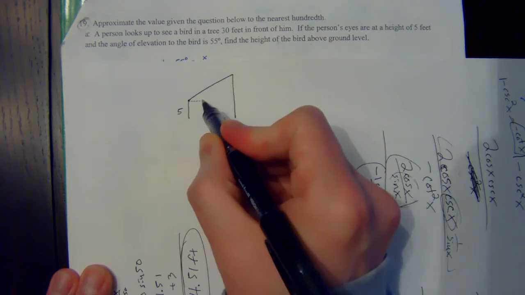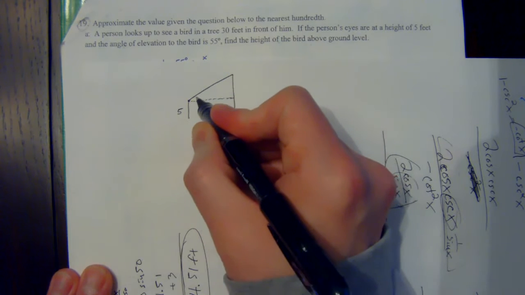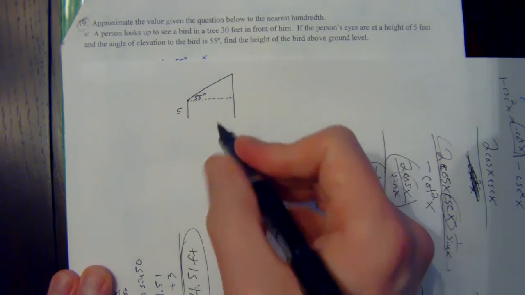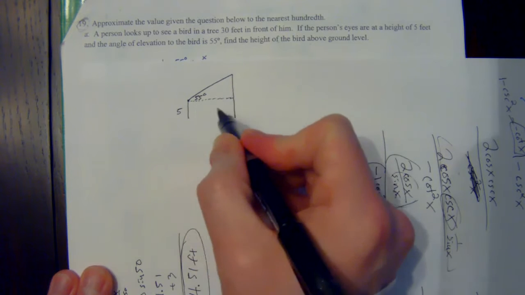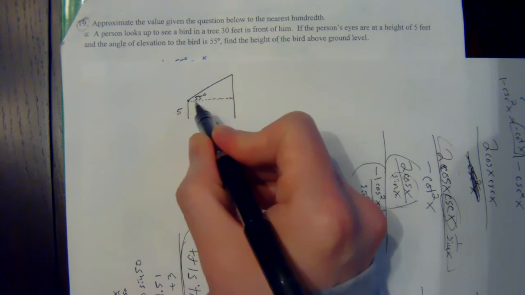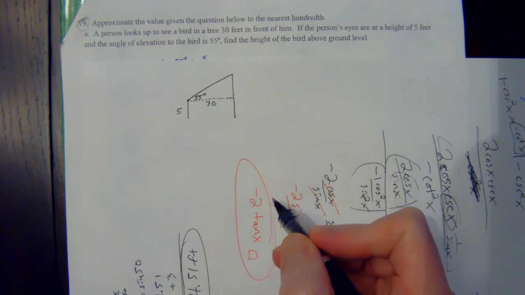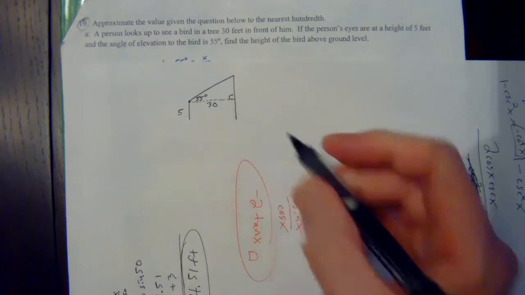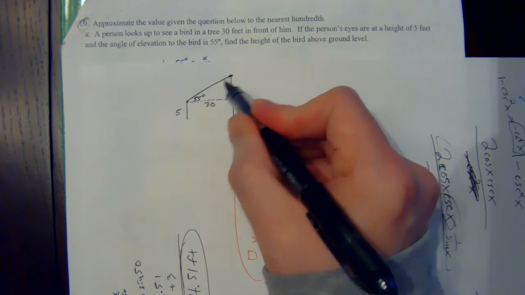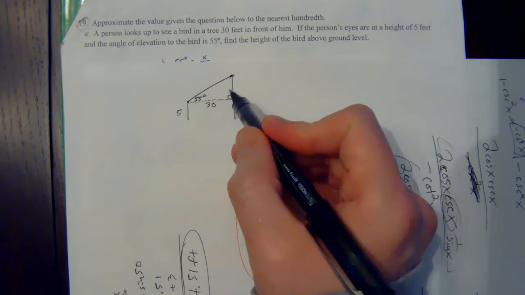So as you're looking forward, remember what the angle of elevation is as you're looking up. So they're giving us this angle right here is 55 degrees. And again, I probably put the height up here instead of down here, but the distance between, not the height, but the distance between the person and the tree, they told us that this was 30 feet right there. And then what you want to do is find the height of the bird above the ground level. So here's the bird right here that you're staring at, right?